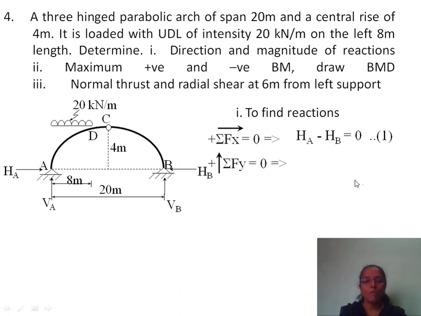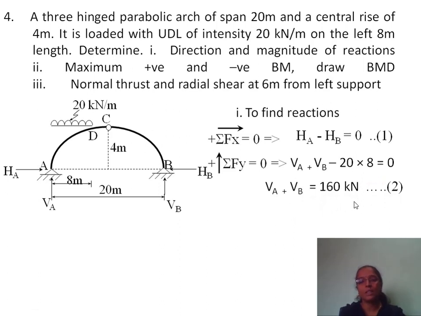so that will be VA plus VB minus 20 into the length over which it is acting, which is 8 meters. So minus 20 into 8, that will be VA plus VB equals 160 kilonewton. Take this as equation 2.